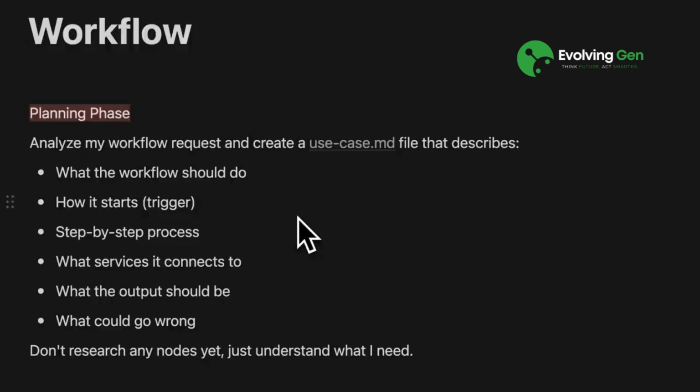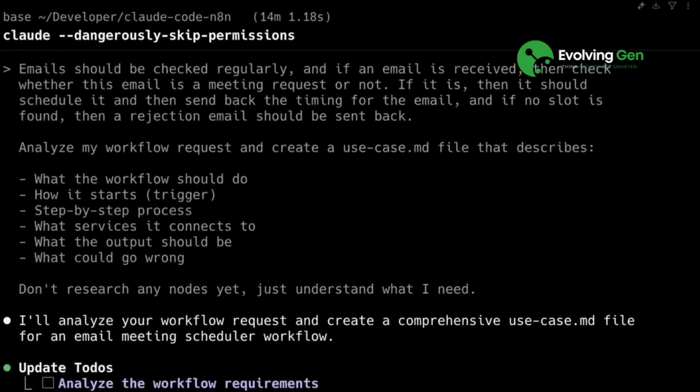At this stage, there's no need to dive into node research yet. Instead, the system brainstorms which tools and services your use case will require. For example, you might give Claude this prompt. Notice how you're not specifying particular services or nodes. That determination happens during this planning phase.